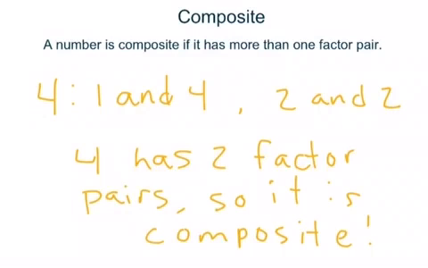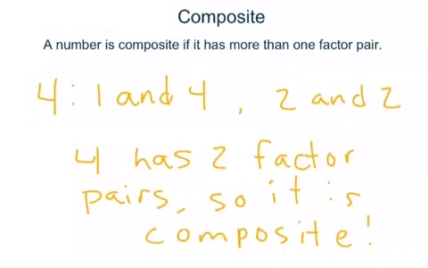Composite numbers are the direct opposite. It's every other number out there, and every other number that's not prime has to be composite. So a number is composite if it has more than one factor pair. It could have 2 or more. So 4, for example, is composite because it has a factor pair of 1 and 4, and it also has a factor pair of 2 and 2. So therefore, 4 is a composite number.